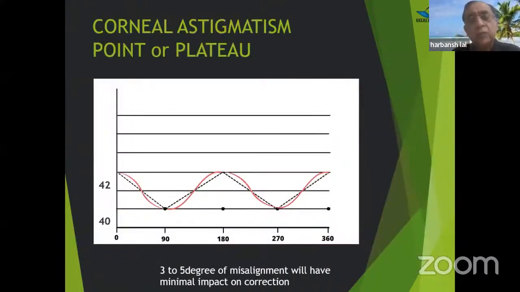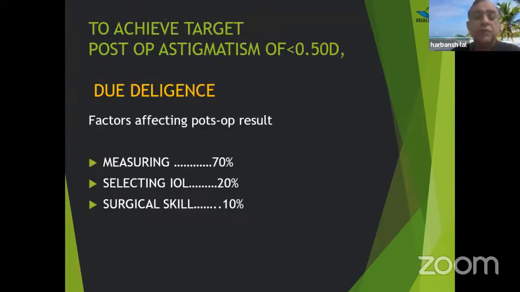Another important point, my thought process, which I have not seen anywhere else: when the corneal astigmatism, suppose at 0, 180, it is 42 diopter, and at 90 degrees is 40, it is not a straight line. It's not a point. There is a plateau, then it starts dipping. And if this plateau is there, that means 3 to 5 degrees of misalignment is really not going to cause much influence, because the corneal astigmatism will have some area of 5 to 10 degrees where it will remain at 42 diopter. So the small misalignment will not cause much of the difference.